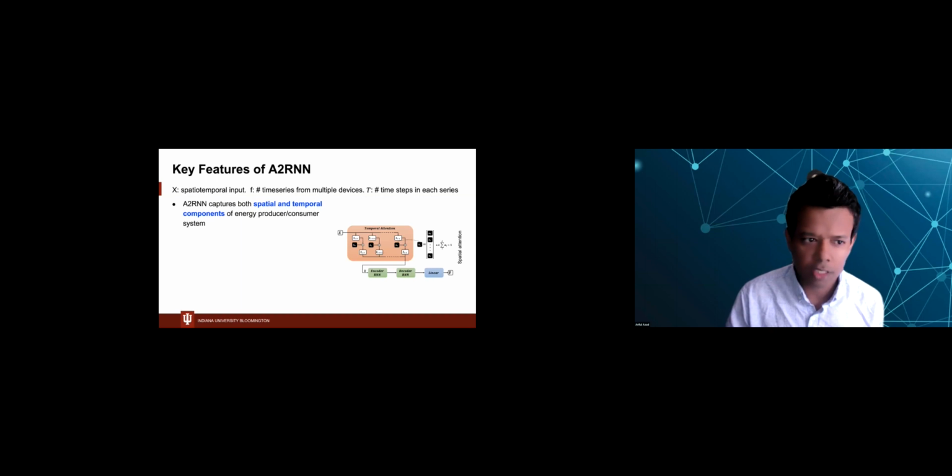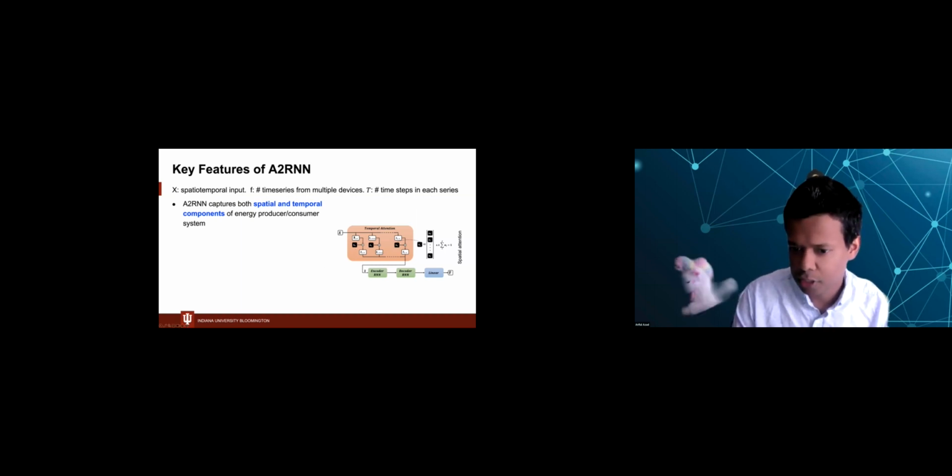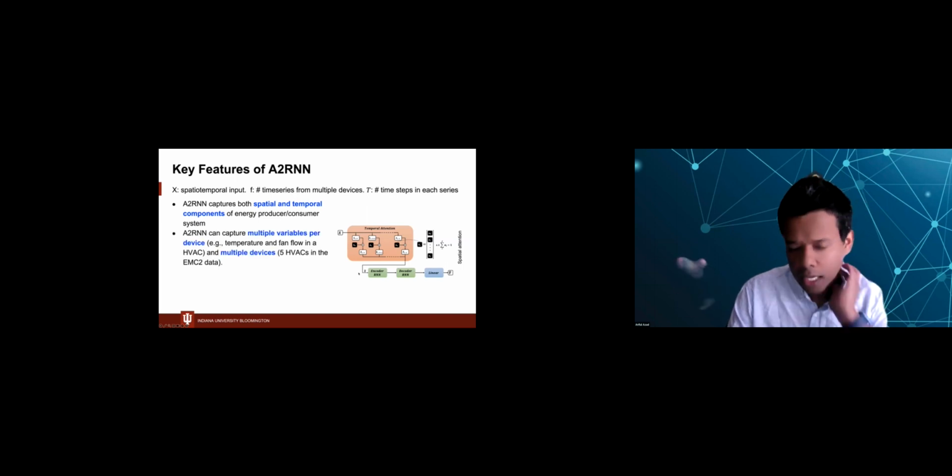So this model can capture both spatial and temporal components of energy producer-consumer systems. The temporal part is captured through this horizontal axis, and the spatial components are captured through this vertical axis. It can easily capture multiple variables or multiple devices. For example, in our experiment, I'll show how we have captured 5 HVAC units available in the EMC2 data, and that can all be combined together in this variable X. And in this case, we are talking about 10 previous time steps, and that all can be captured in this particular model.